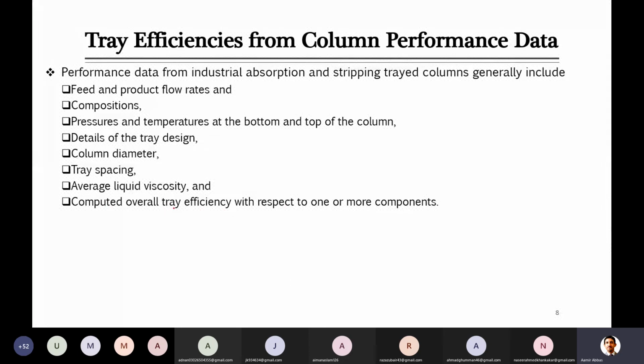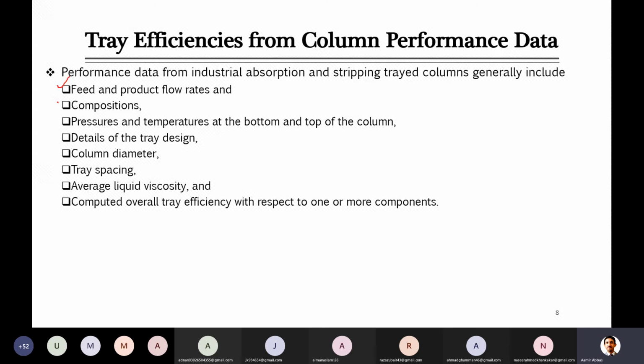And finally, we will compute the overall tray efficiency with respect to one or more components by using theoretical methods which you have already discussed up to now. Two methods: either the graphical method or the other method, which was called the Kremser method. As you have already seen, whether we use the graphical method or the Kremser method, we commonly need these initial three.